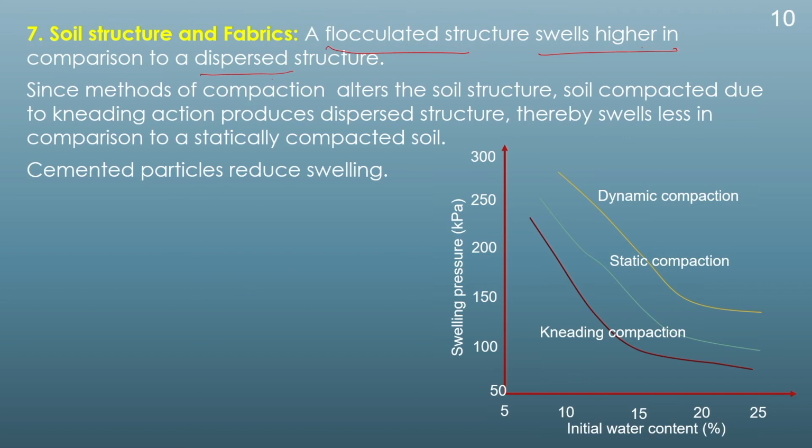Since the method of compaction also changes the soil structure, therefore, the compaction also controls the swelling behavior of the soil. We know there are three kinds of compaction which you can do in the field. One is dynamic, one is static, and the other is kneading compaction. Under the kneading compaction, the soil will have a dispersed structure, whereas under the dynamic compaction, the soil will have a flocculated structure. Therefore, the swelling of the soil will be quite less when the soil is compacted by kneading compaction in comparison to the static compaction or the dynamic compaction.